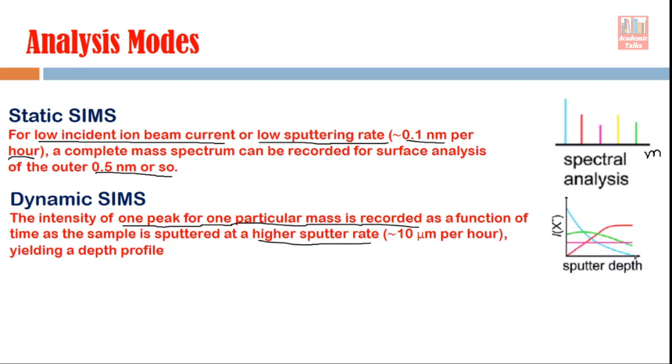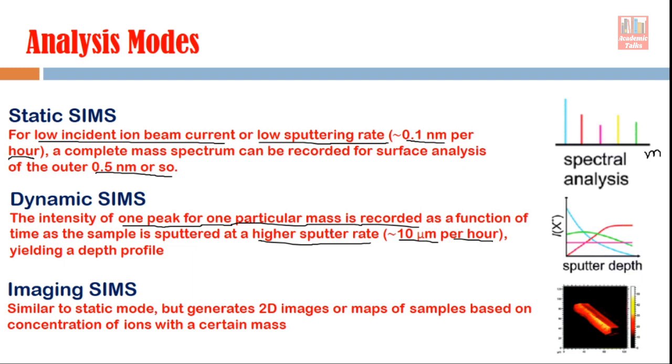On the x-axis there is sputtering depth, and this red line is one particular mass number, and this blue is different, and this green is different. So at a time normally we focus on one particular species, but that kind of measurement can be repeated to get information about multiple species also, right? So sputter rate is high, you can see about 10 micrometer per hour, right? And in static SIMS you can see in 1 hour we were removing only 0.1 nanometer. So static SIMS means purely surface measurement, dynamic SIMS means depth profiling.